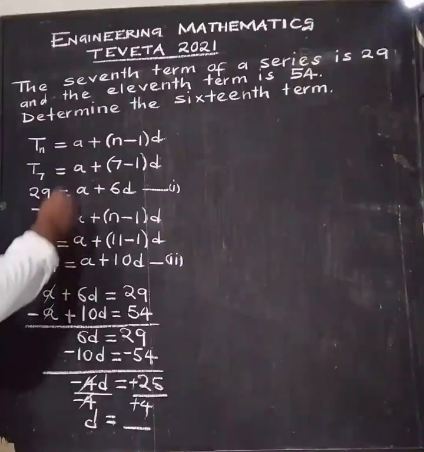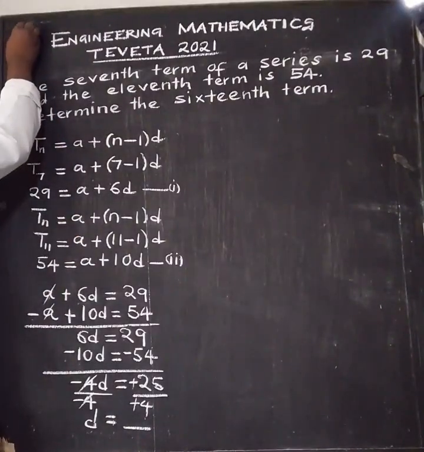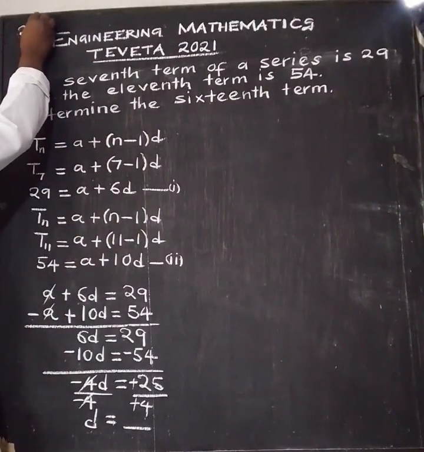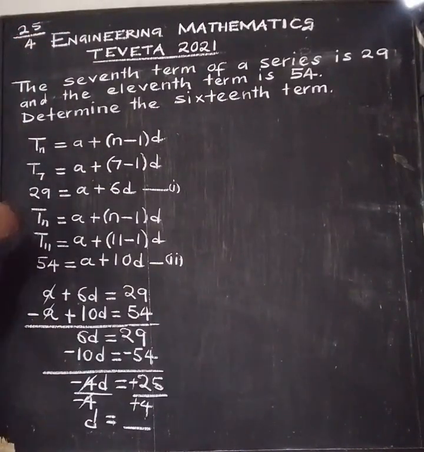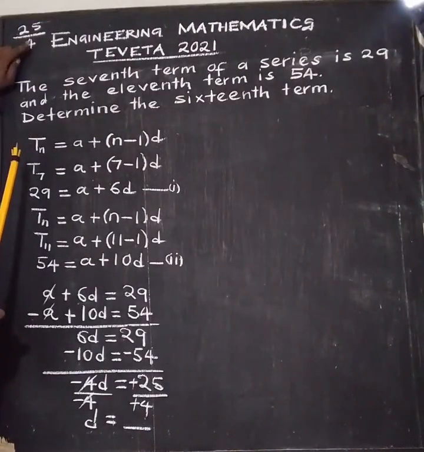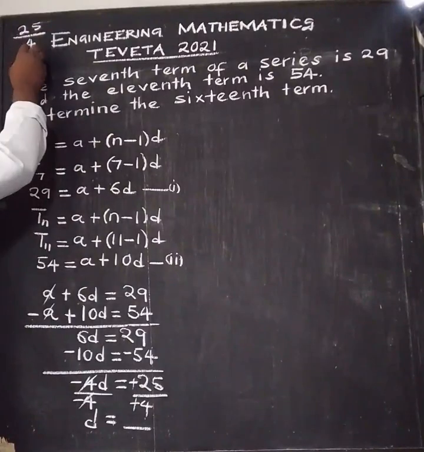Okay, so we are dividing 25 by 4. Now we know 4 can go into 24 6 times. So 4 into 24, it's 6.